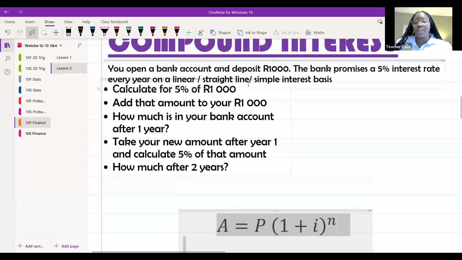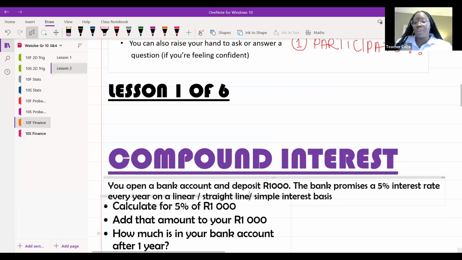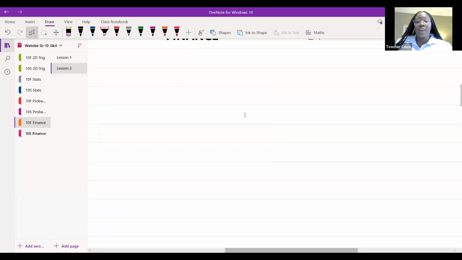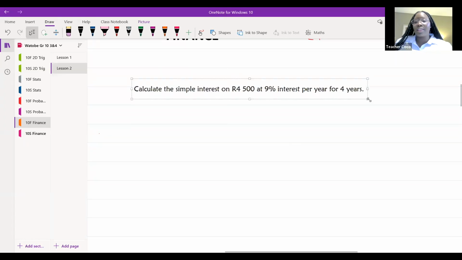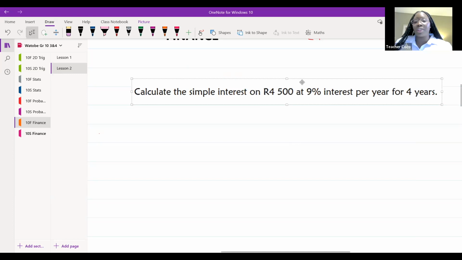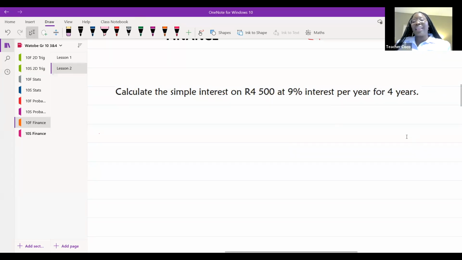Right, so here's our question over here. It says, calculate the simple interest on 4,500 Rand at 9% per annum, interest per year, for 4 years. Now, this is actually simple interest.